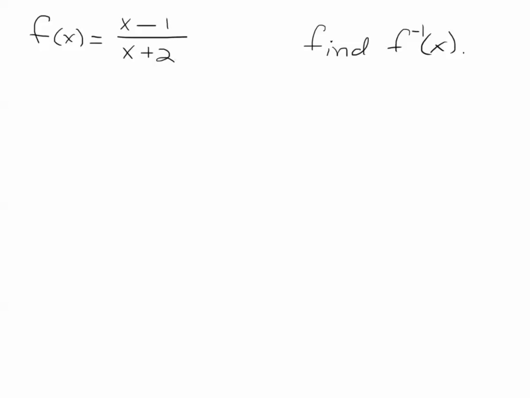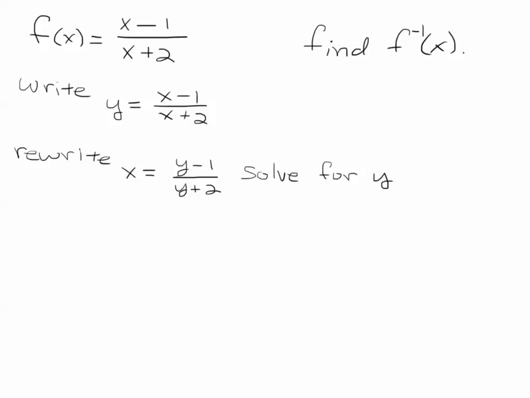Hello students. In this problem we're going to find the inverse of this rational function. So we begin by first writing it as a curve y equals the ratio of x minus 1 over x plus 2. And then we're going to rewrite that expression by interchanging the x and the y. And then we're going to solve for y. And that should get us to the inverse function.